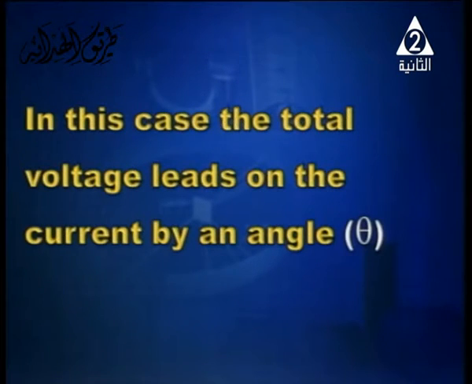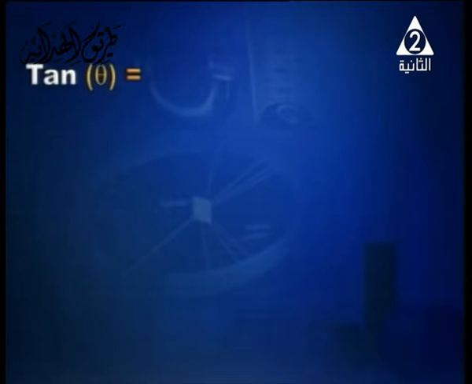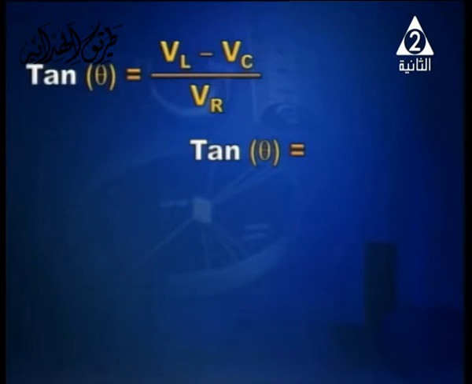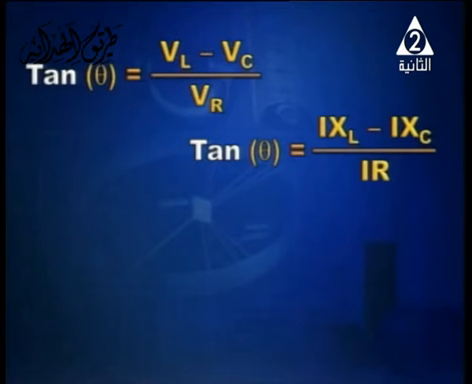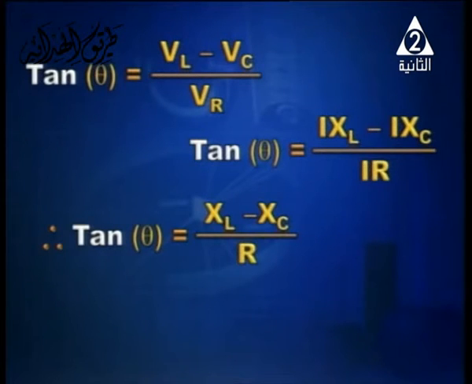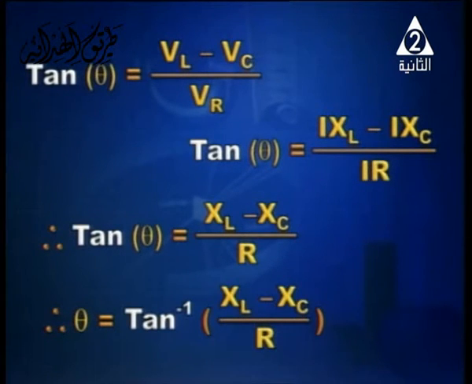When VL is greater than VC, the total voltage leads the current by an angle theta. We want to determine the value of theta. Tan theta equals VL minus VC over VR, so tan theta is equal to IXL minus IXC over IR. I will be crossed out, so it is equal to XL minus XC over R. And theta itself equals tan negative 1 of XL minus XC over R.